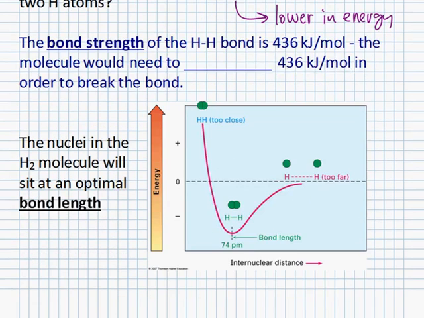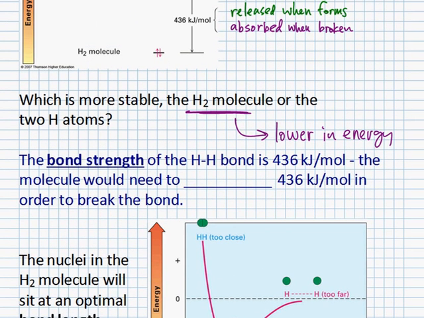And that 436 kilojoules is referred to as the bond strength, right? So the molecule would need to absorb that 436 kilojoules in order to break that bond. So we'll refer to bond strengths a bit throughout this course. Some bonds are obviously going to be much stronger than others. Some bonds are going to be weaker than others. So if I had a bond that was only, let's just imagine, 100 kilojoules per mole.